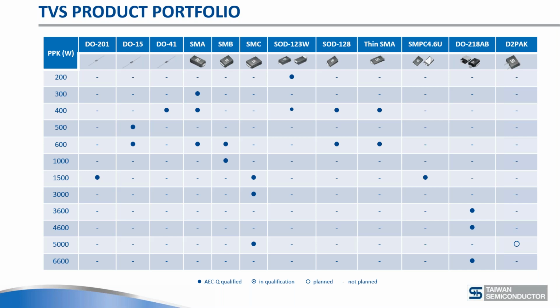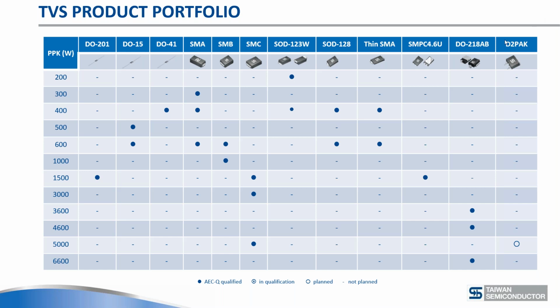The actual packages at the beginning on the left of the slide, obviously you will all understand that those are not future runners. SOD123W is a meaningful addition to the product portfolio for 400 watts. Thin SMA and SOD128 are less meaningful additions, but they are of course contributing to the product portfolio. And then you have the SMPC.